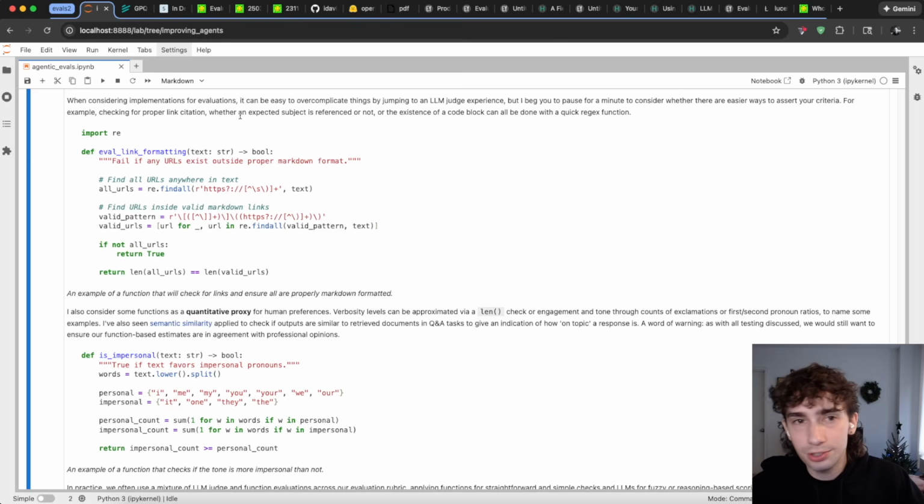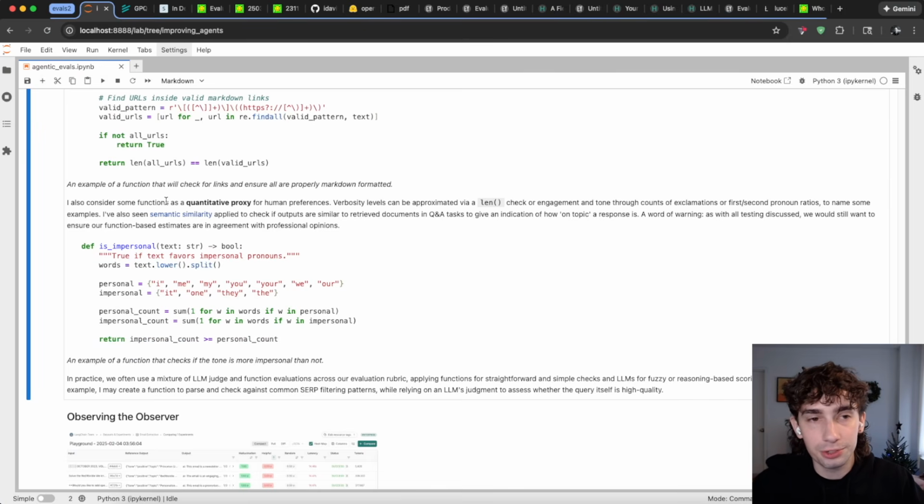Other simpler assertions, like whether or not a subject has been referenced or not, or the existence of a code block, all can be done with something that looks a little bit like this. We do, of course, want to make sure that this is outputting something that is true or false, as this is, once again, going to be an easier signal to interpret and optimize against.